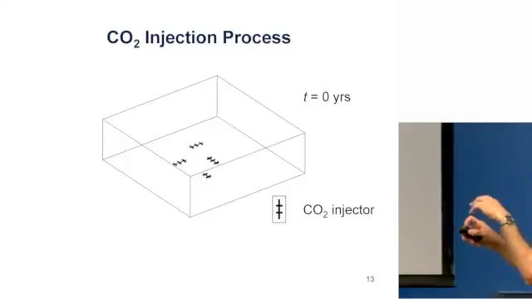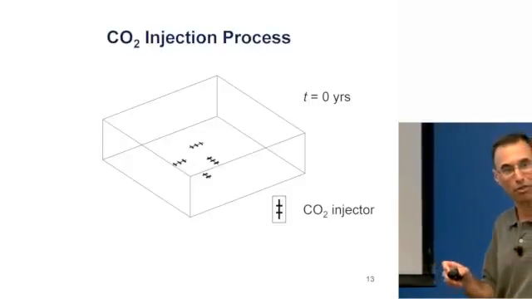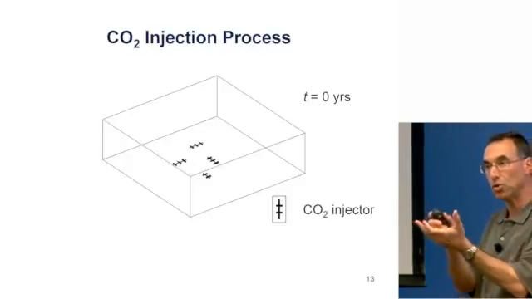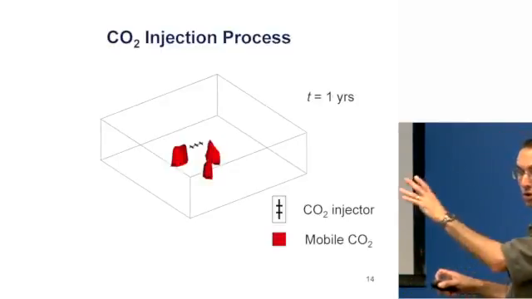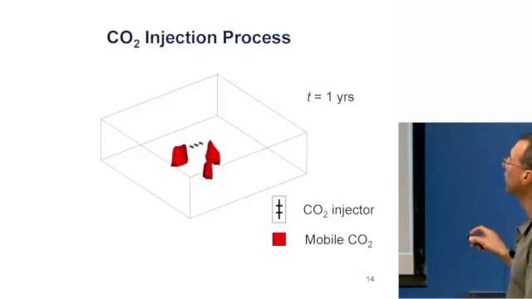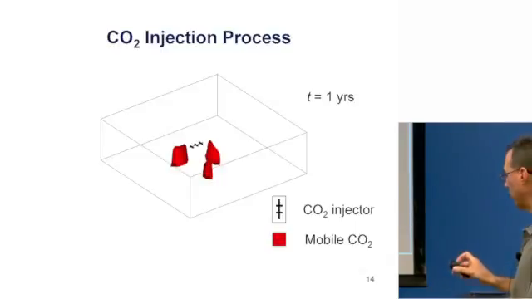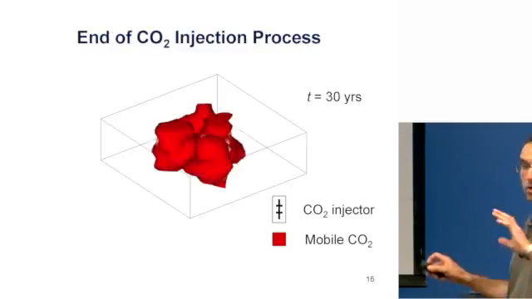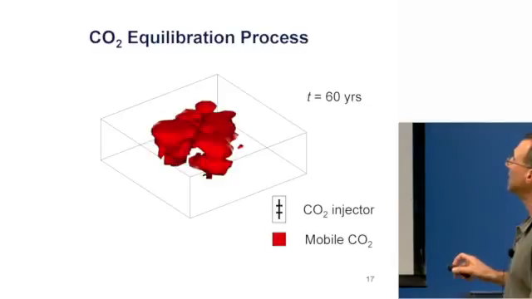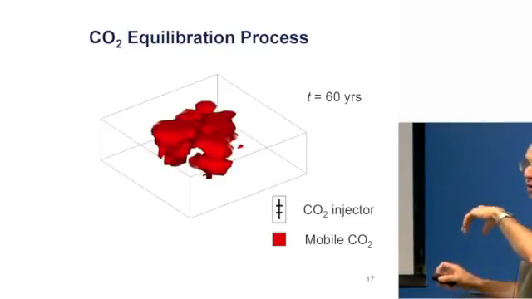So this is the CO2 injection process. We're going to inject for 30 years, then let the CO2 equilibrate for another 1,000 years. So here comes the CO2, shown in red as mobile CO2. Notice at the beginning, this well 2 here isn't injecting, if we saw that from the previous. Now here it is at 15 years, at 30 years, okay, now we're finished injecting. At 60 years, it just continues to equilibrate.